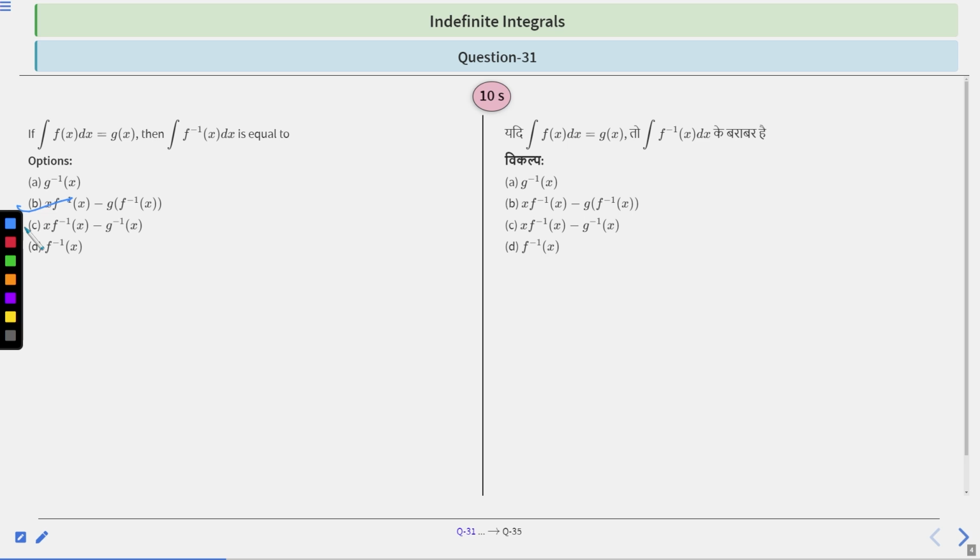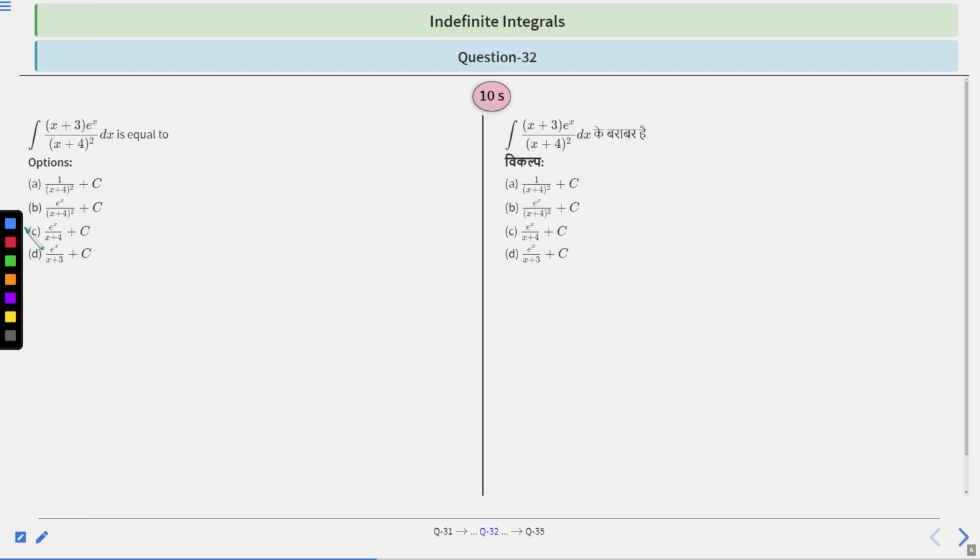Okay, let's move to the next question. In the next question, we have to calculate integration of e to the power x into (x plus 3) upon (x plus 4) whole square dx. Clear? So the hint of this question is, in the denominator, you can see that it is x plus 4 whole square.